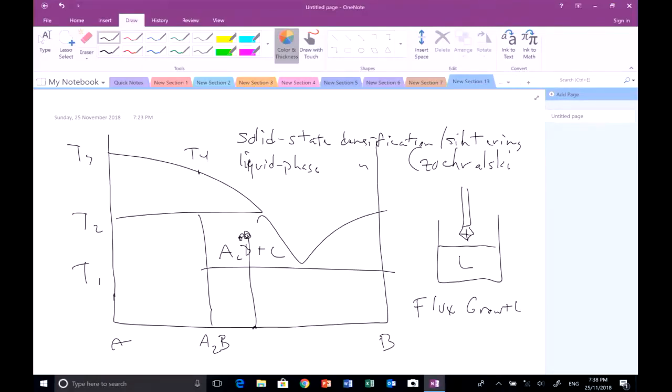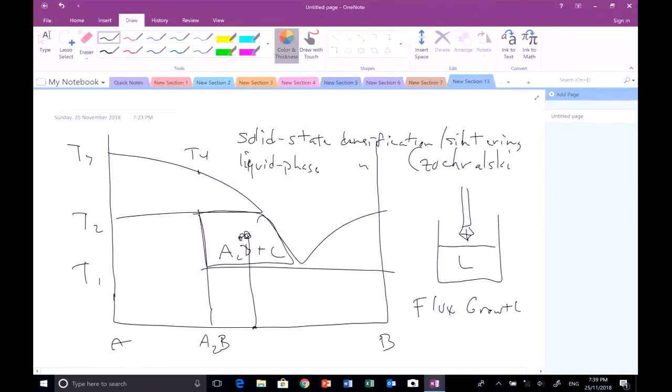Raise your hand if you don't know the answer. Okay. To do liquid phase densification, I have to have a liquid that's compatible with the solid. Do I have a phase region that has a liquid compatible with the solid? Yes? Same as the flux growth. Liquid compatible with solids. So this region right here says this is my working range for liquid phase densification.